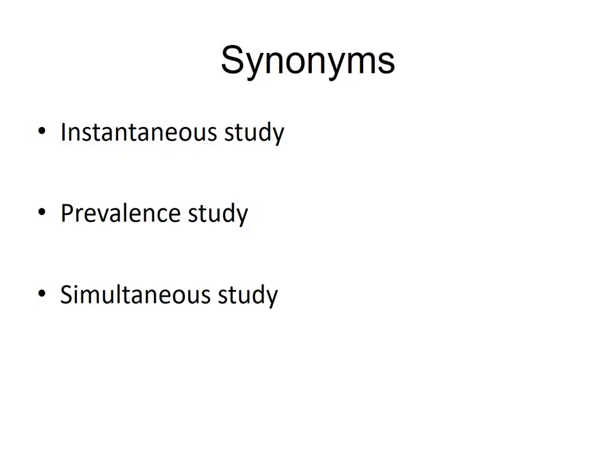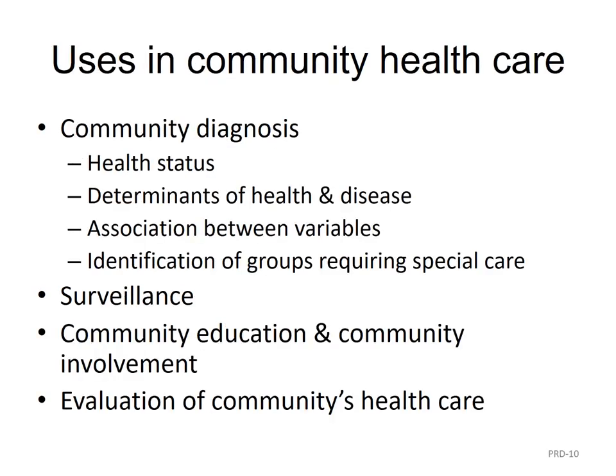Other synonyms for cross-sectional studies include prevalence studies, simultaneous studies, and instantaneous studies. It is called a prevalence study because it is the same way that we measure the prevalence. Prevalence is measured through the cross-sectional study design.